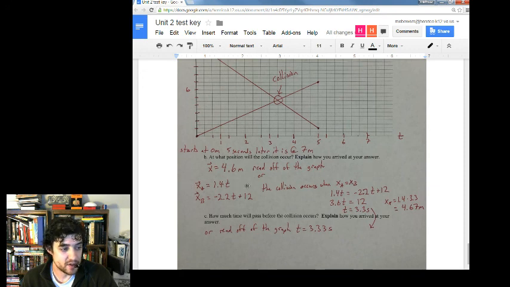All these equations that I have down here are literally the equations of the two lines that I've drawn. The y value of a is the slope, 1.4 meters per second times the time, plus the y-intercept, which is 0. For b, the y value is negative 2.2, again because it's moving in the negative direction, times the time, plus 12, which was the starting position. So all I'm doing is writing out the equations of those lines, and then solving for their point of intersection.